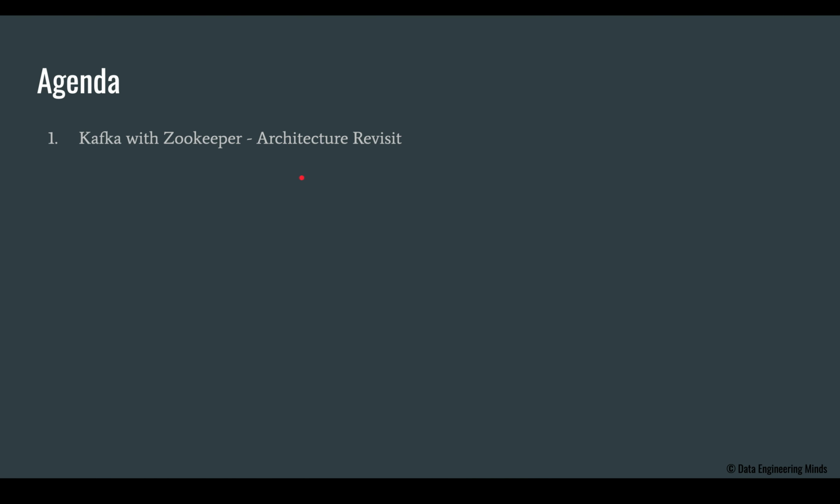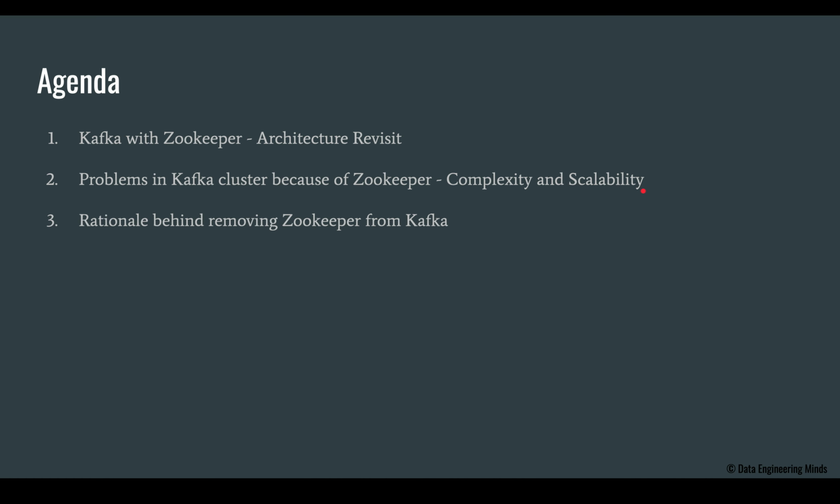First, we will start with revisiting the architecture of a Kafka cluster today, that is a Kafka cluster that runs with Zookeeper. Then, we will discuss in detail all the problems that we face in a Kafka cluster today because of the presence of Zookeeper, the most important problems centered around complexity and scalability of a Kafka cluster. And then we will see what is the logic that we could apply for removing the Zookeeper completely from the Kafka ecosystem. And then we will discuss in detail the architecture of a Kafka cluster without Zookeeper, that is, running a Kafka cluster in Kraft mode.